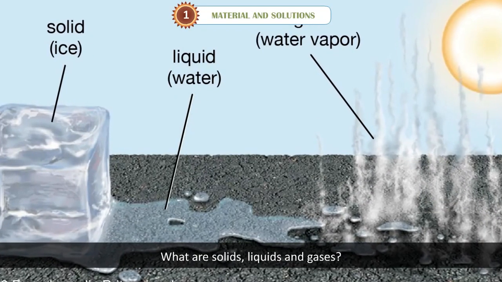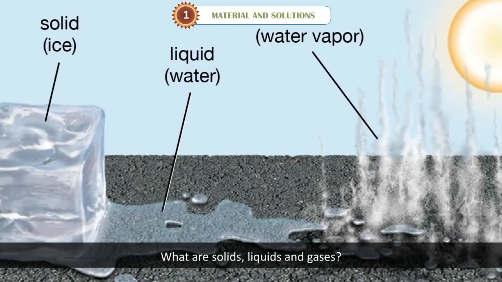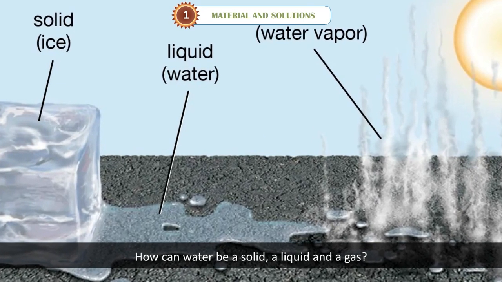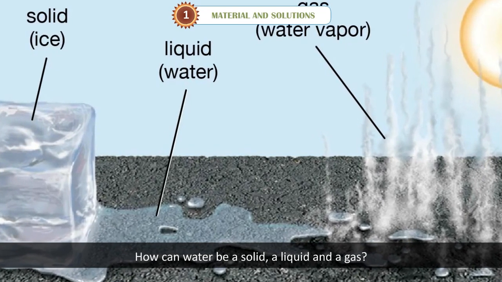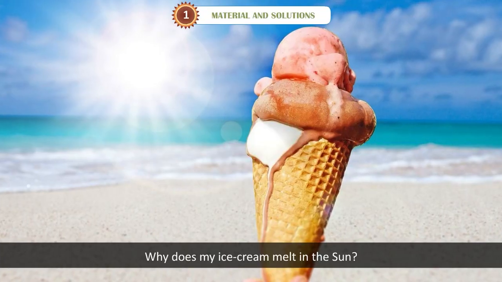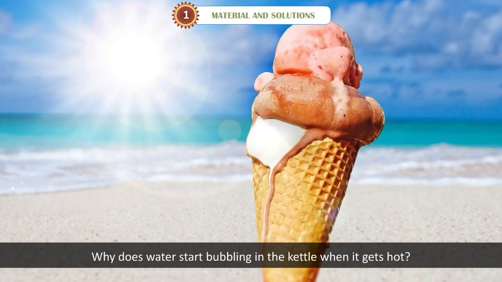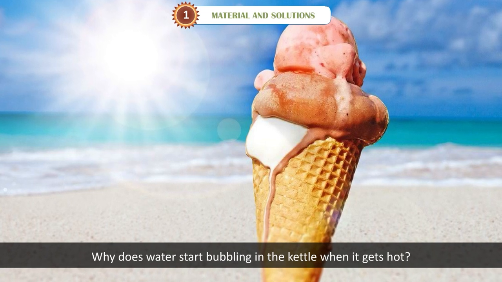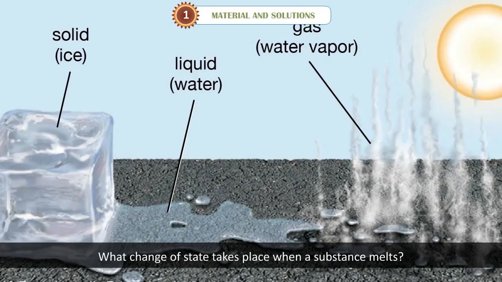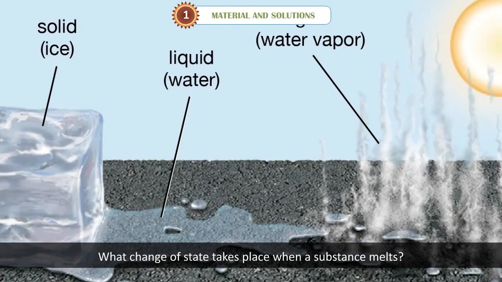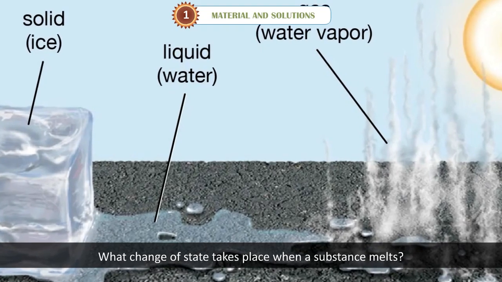What are solids, liquids, and gases? How can water be a solid, a liquid, and a gas? Why does my ice cream melt in the sun? Why does water start bubbling in the kettle when it gets hot? What change of state takes place when a substance melts?